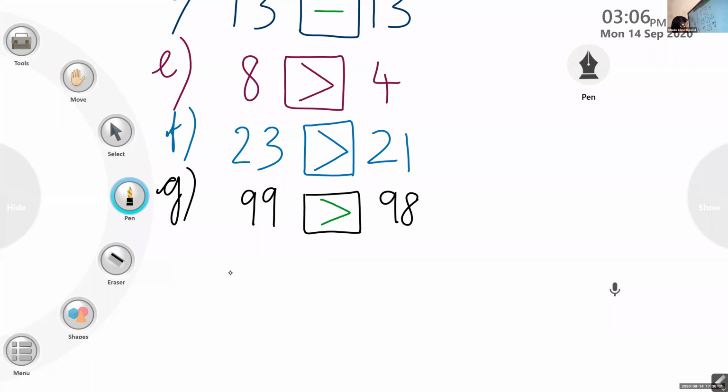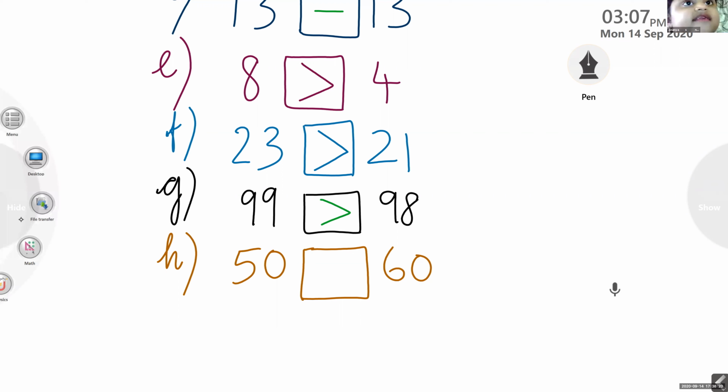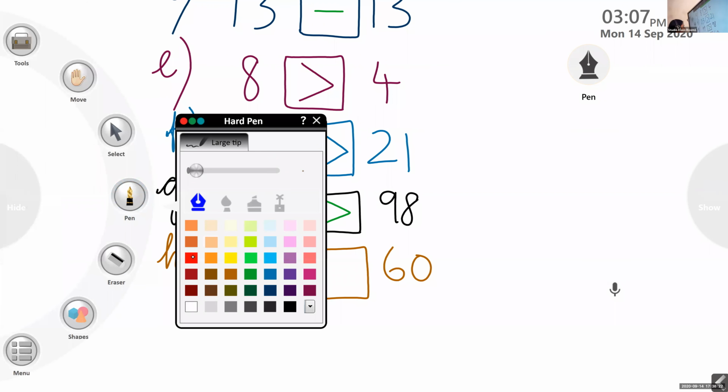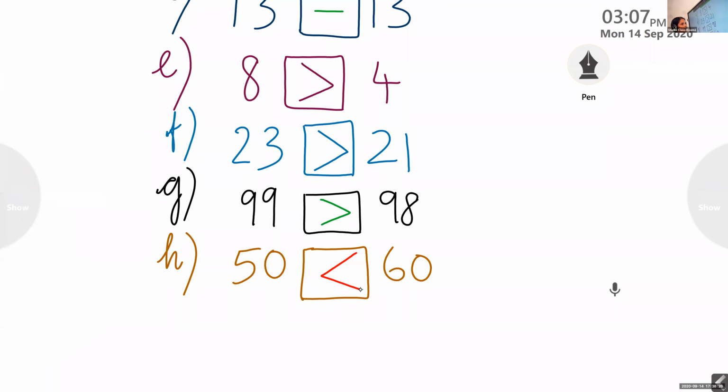And next we have H, and it's for Ananya. Ananya, yes ma'am, 50 here and 60 here. Which is the bigger number, Ananya? Is it 50 or 60? 60. So that side the mouth of the fish will be open. How will we read this? 50 is, is it less than or greater than?